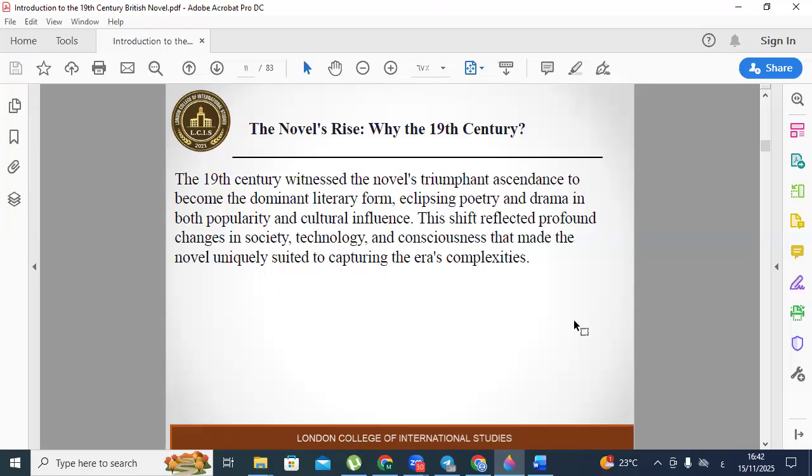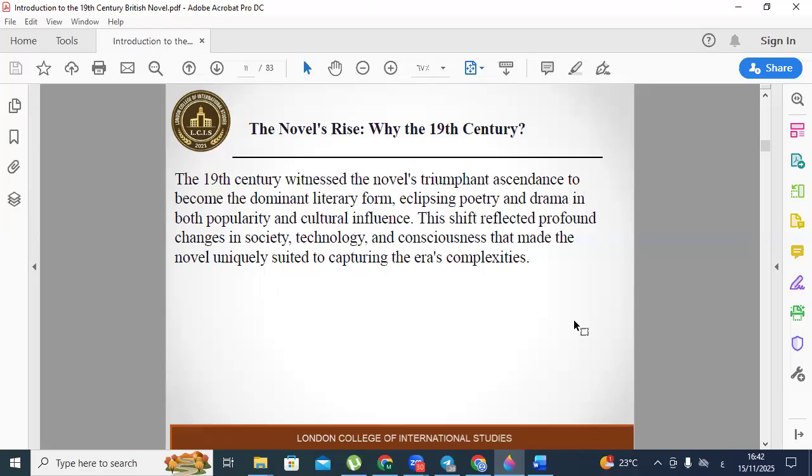The novel's flexibility was crucial. It could be serious or comic, realist or gothic, focused on individual psychology or social panoramas. It could incorporate multiple plots, diverse characters, and varied settings. This flexibility allowed novelists to respond to their rapidly changing worlds in ways other forms couldn't match.